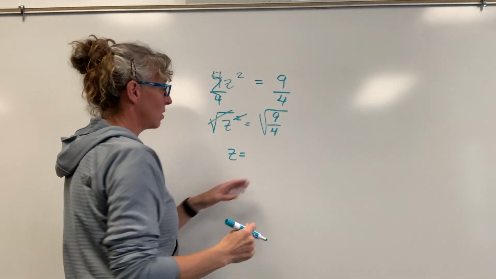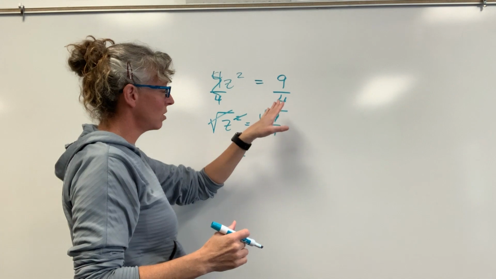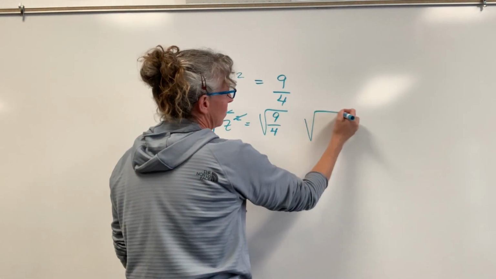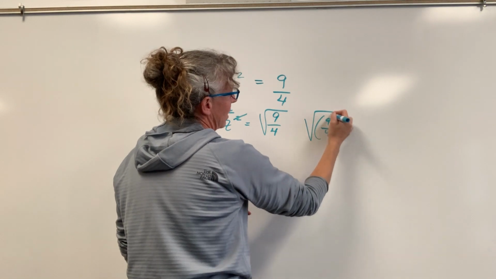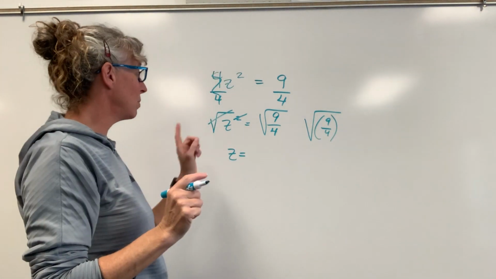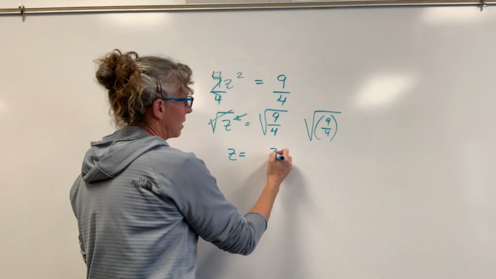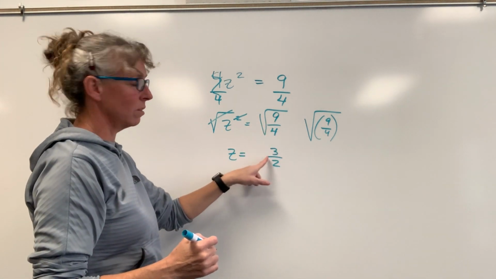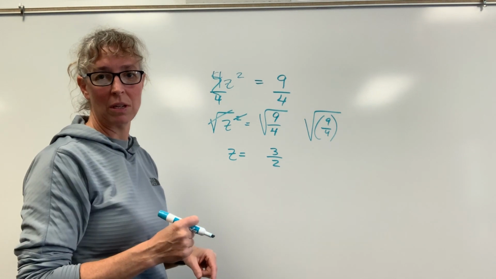Z is going to equal, you can put this right into your calculator. Just make sure it knows to square root the top and the bottom. You might have to do parentheses around your fraction to make sure it does that. But when you put it in there, you should get 3 over 2 because the square root of 9 is 3 and the square root of 4 is 2. I could probably do it faster than putting it in your calculator.